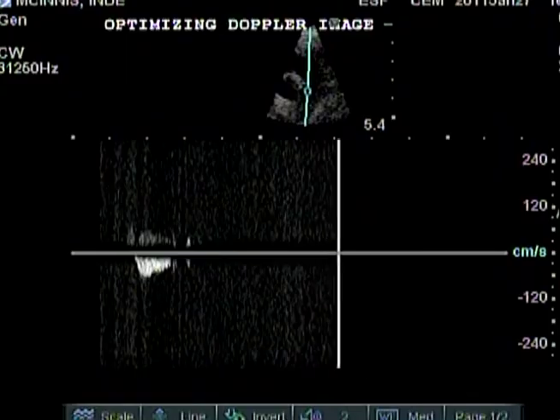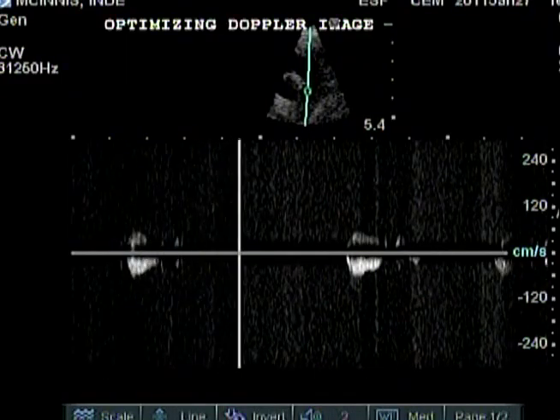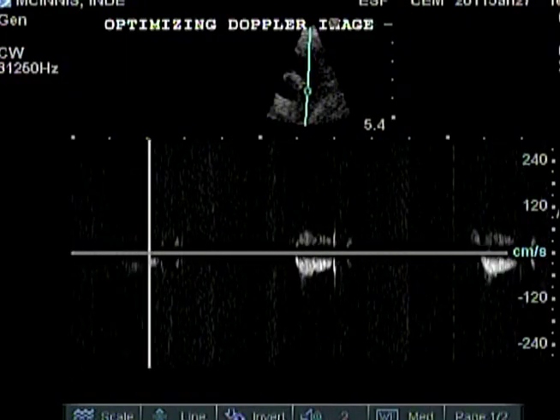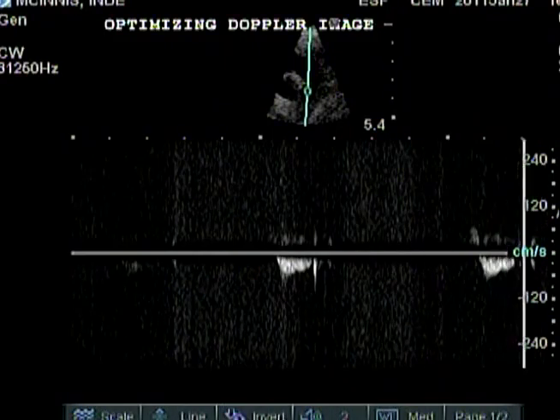Measure the maximum pulmonary flow velocity. Also, note any insufficiency.